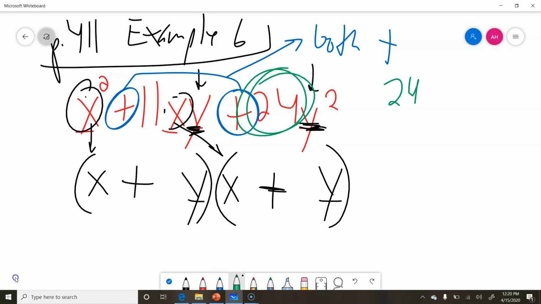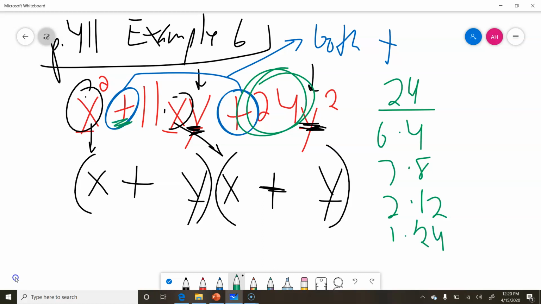I say, what times what is 24? I have 6 and 4. I have 3 and 8. I have 2 and 12. I have 1 and 24. Now, should these be subtracted? Well, it's not subtracted in this case. It's addition because we have 2 pluses. Which one of these added together is going to equal 11?